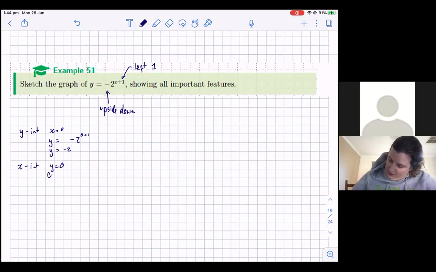X-intercept, y equals 0. We may not get an answer for this. So we've got 0 equals negative 2 to the x plus 1. Yeah, that's no answer. So it's going to have no x-intercepts. Let's give us another point. So when x equals 1, we're going to have negative 2 to the 1 plus 1. So we've got negative 2 squared. So we've got negative 4.